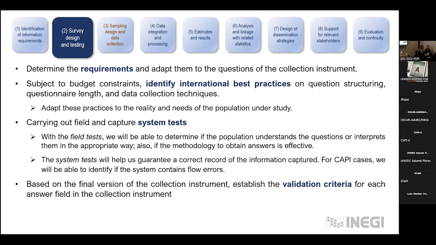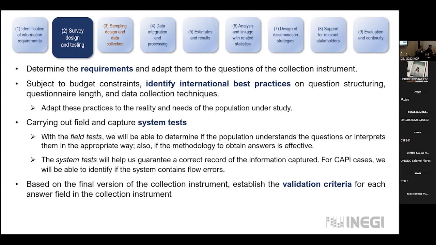The second part is the survey design and testing. By survey design, we refer first to the design of the collection instrument, and we have to determine the requirements and adapt them to the questions of the questionnaire. We have to identify the international best practices. That's one of the things that we first take from UNODC, and then we review the international experience with consolidated surveys like the NCVS and the United Kingdom victimization survey too. We had to adapt these practices to the Mexican reality and to the information needs.